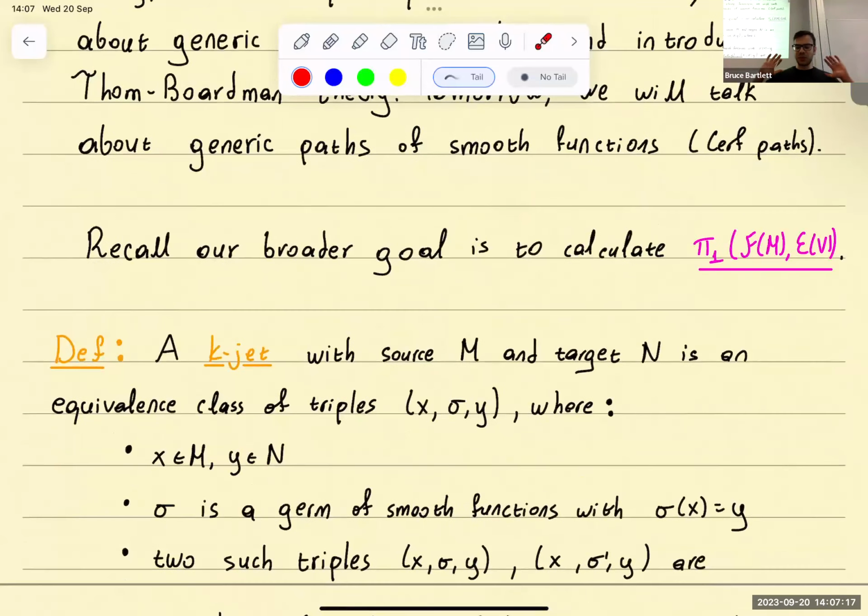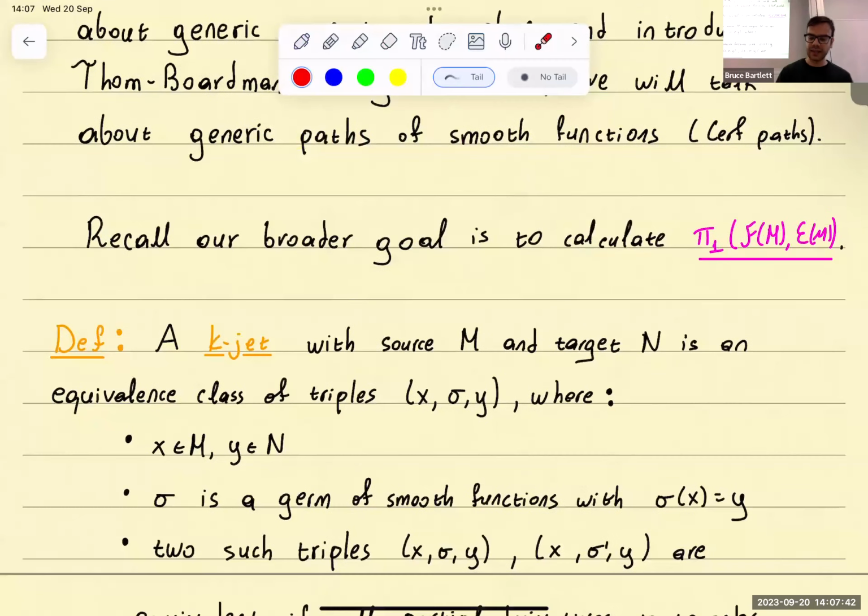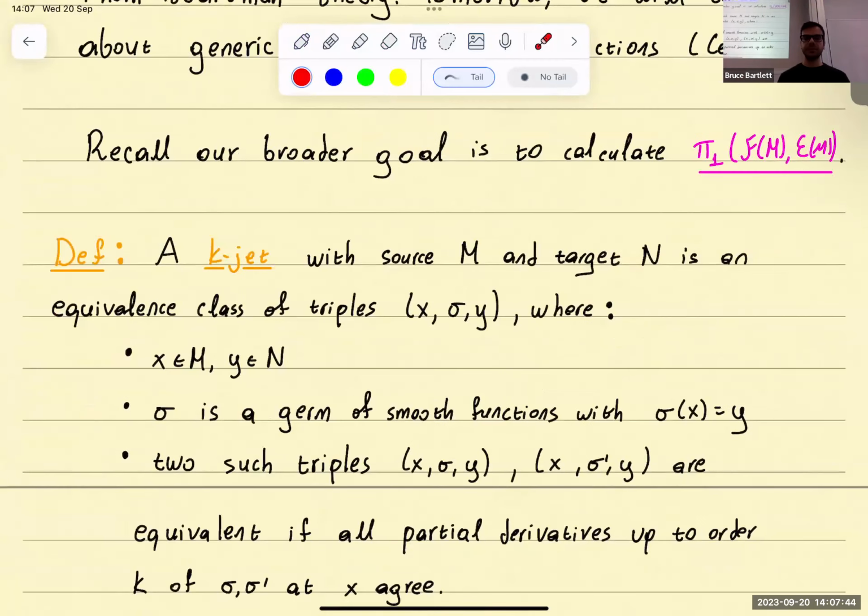I'm saying recall our broader goal is to calculate this relative fundamental group. This is the space of all smooth functions on M, and this is the space of all smooth functions on M without critical points. I say this is our broader goal. We can maybe, for the most part of today, forget a little bit about this goal, and towards the end, it might come up again.